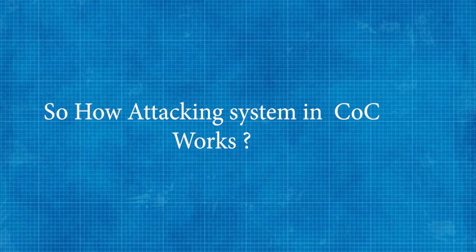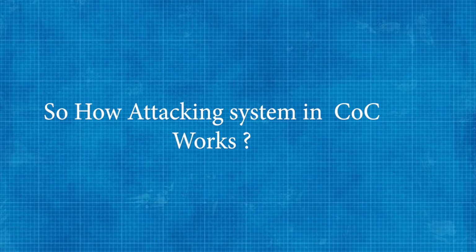Then attackers. So how exactly does the attacking system in Clash of Clans work? Agents, after spawning into the scene, will attack the nearest building. After destroying that building, they will attack another building. Note, they don't attack destroyed ones.